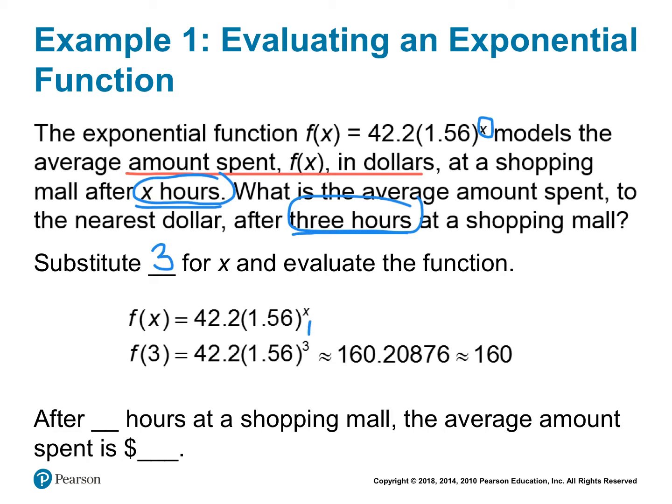So you can see here they substitute a 3. Now you have to make sure you do your order of operations, PEMDAS, so that you do the exponent first. You have to do the exponents before you do the multiplication. So you would do 1.56 to the third in your calculator, then take that times 42.2, and you get about 160. So after 3 hours at a shopping mall, the average amount spent is $160.